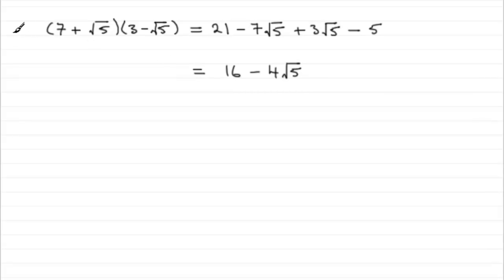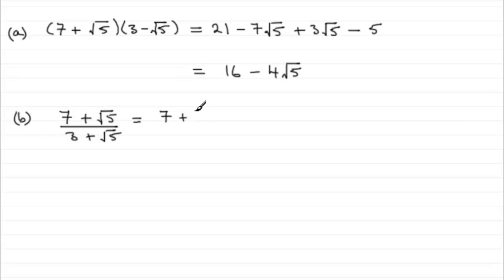Well, that's part A then, and we're now on to part B, and for part B we've got to simplify then 7 plus root 5 all divided by 3 plus root 5. Now to do this, what we would need to do is multiply this by 1, in as much as timesing top and bottom by 3 minus root 5.